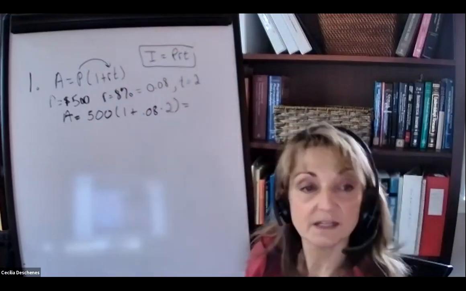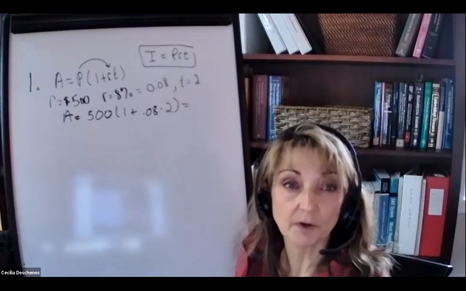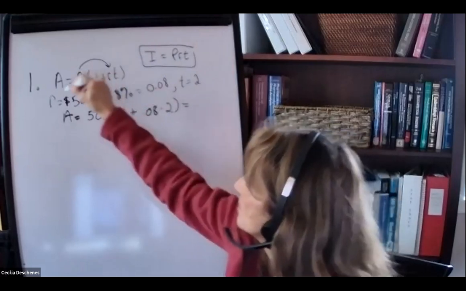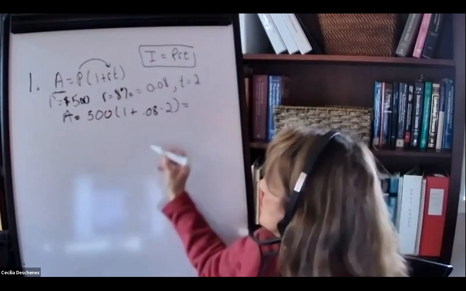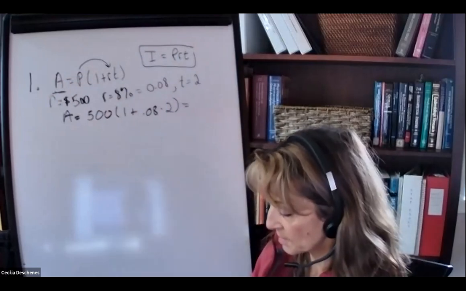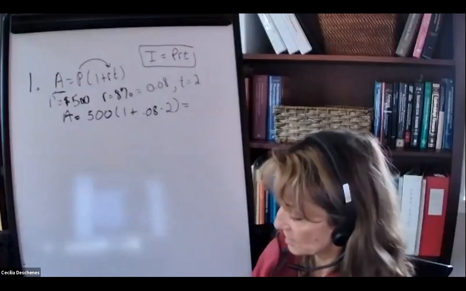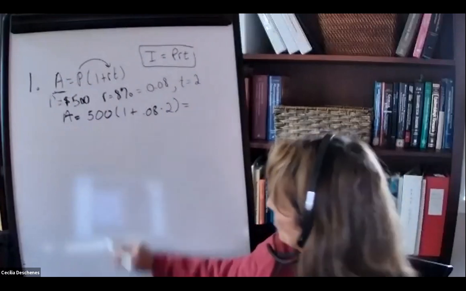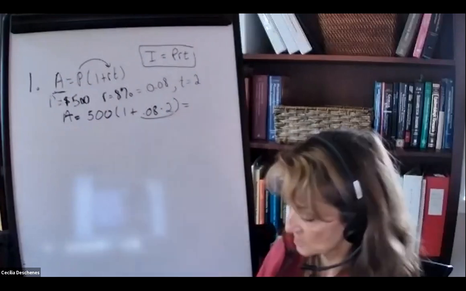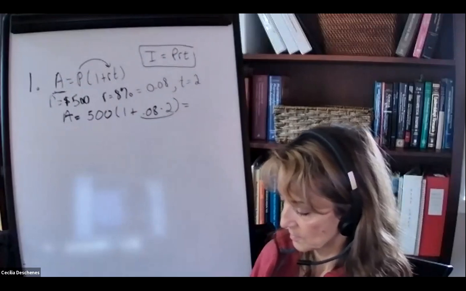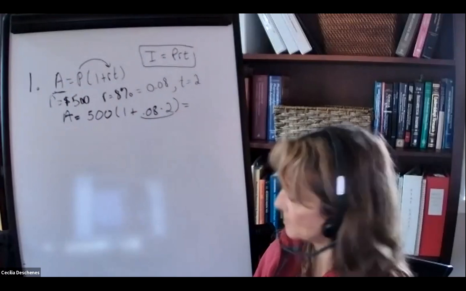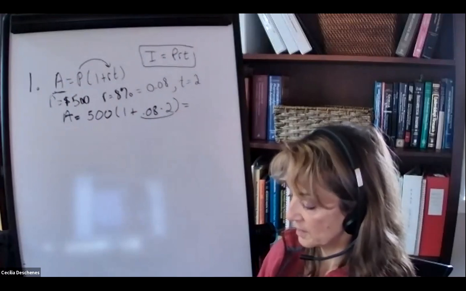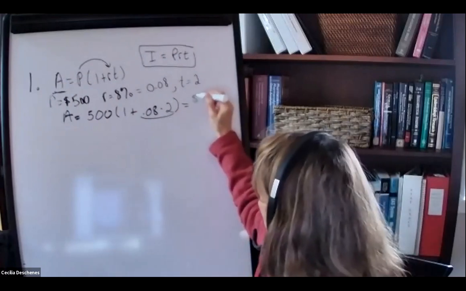Okay, so that is a different question than what was asked in number one. Number one was asked for the amount accumulated after 2 years. So we're going to put that in. So sorry, I'm going to start here with the 0.08 times 2, and I'm going to add 1 to it, and then I'm going to multiply that by the 500, and I get 580.